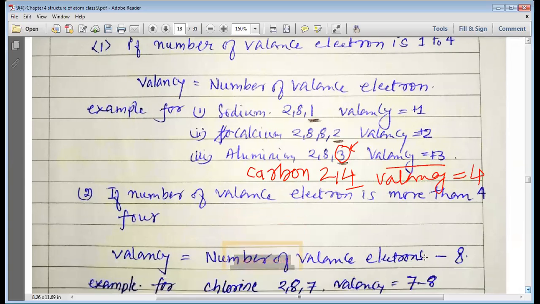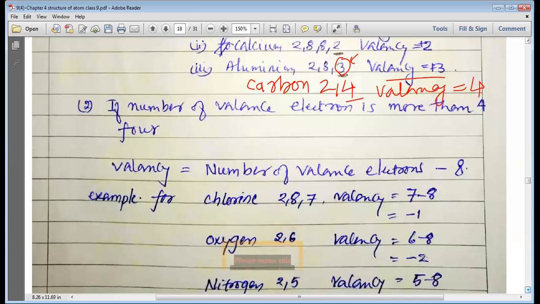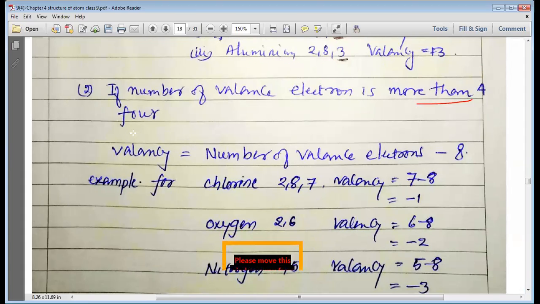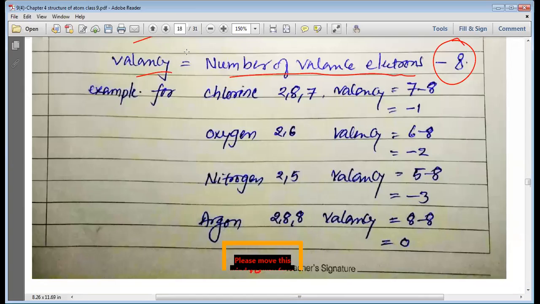Now what happens if the number of valence electrons is more than 4? Let us study about it, my dear students. If the number of valence electrons is more than 4, then the valency is equal to the number of valence electrons minus 8. Please remember to calculate the valency for any element having more than 4 valence electrons: valency is equal to the number of valence electrons minus 8.